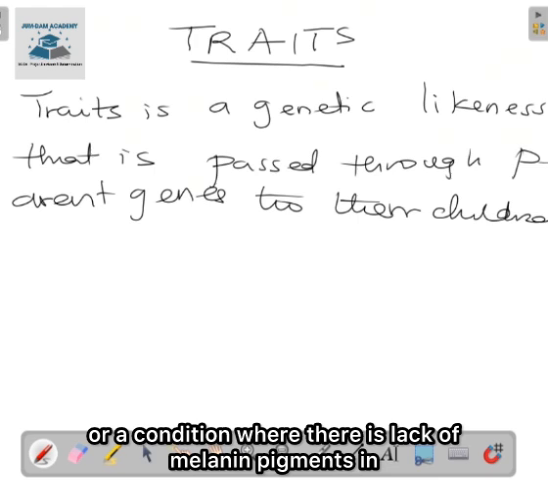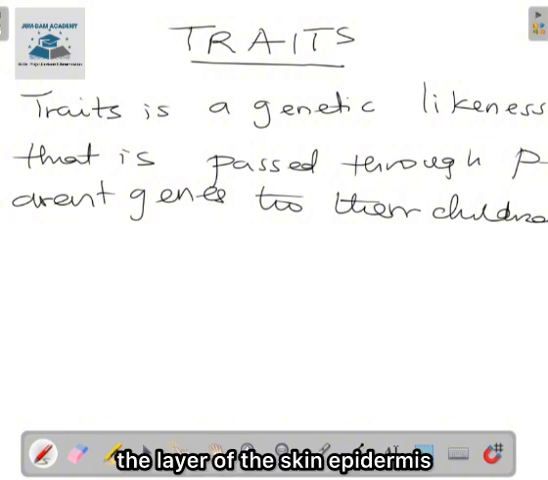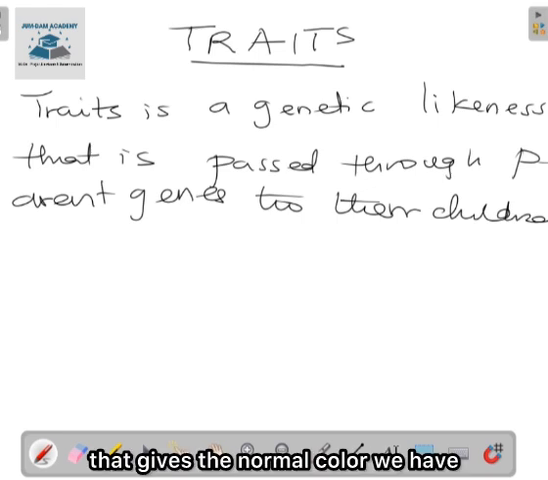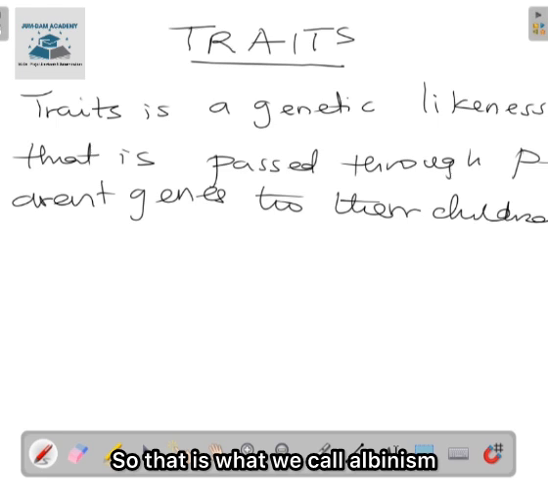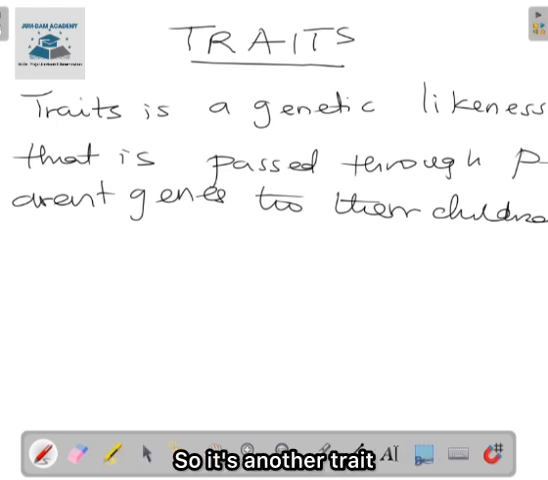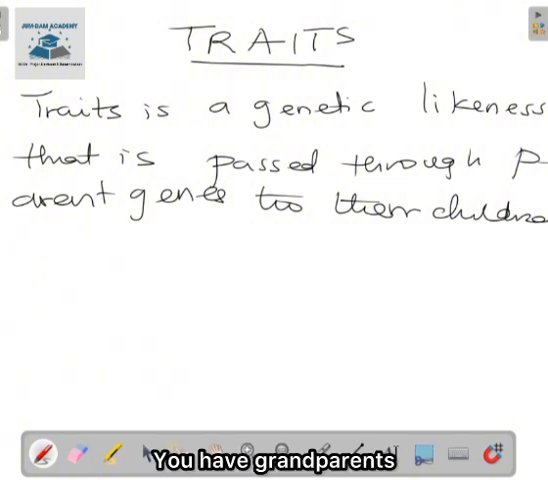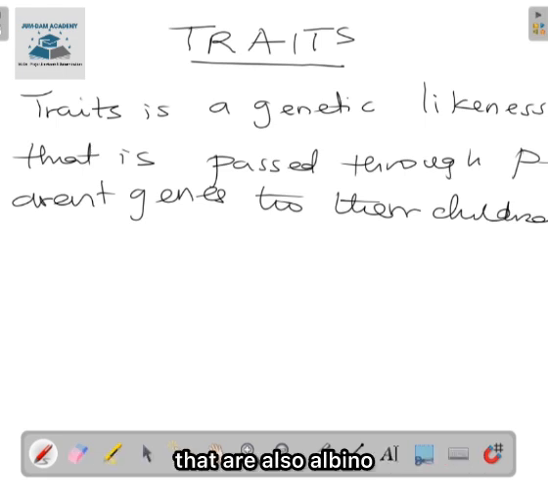of melanin pigment in the layer of the skin epidermis. That is the skin, the layer of the skin. When you lack melanin, that gives the normal color we have. So that is what we call albinism. So it's another trait that can be passed from parents to their offspring. You have grandparents or parents that are albino. They can surely give birth to offsprings that are also albino.